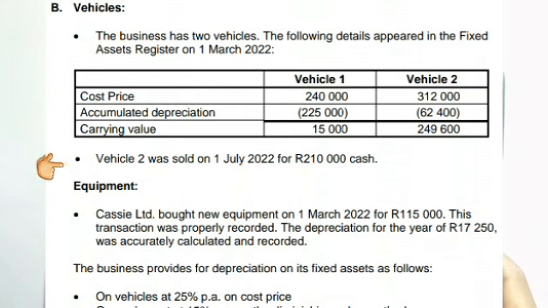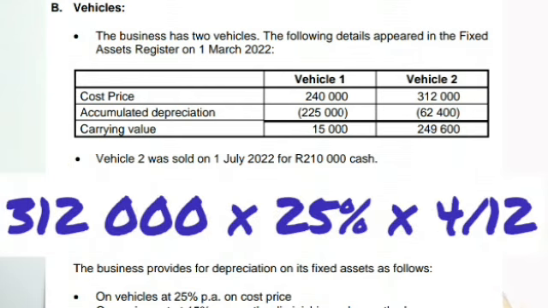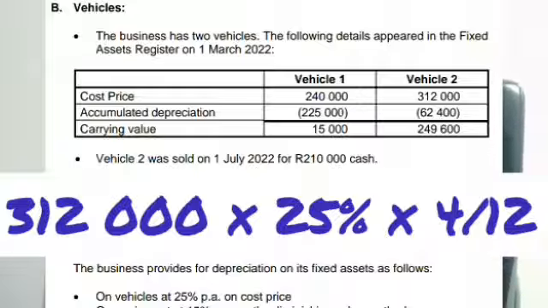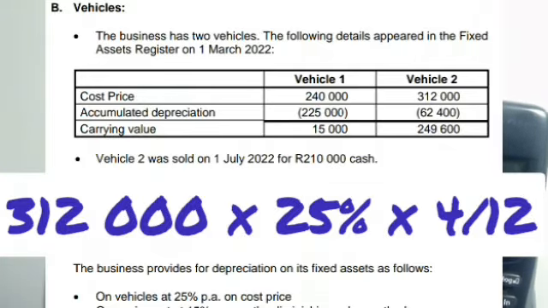So going back to our formula, we are going to say our original cost of 312,000 multiplied by 25% multiplied by now. Our M is a different amount because now it was sold on 1 July. So if it was sold on 1 July, you can count with your fingers. Our financial year started on 1 March 2022. So that means we had it for the full month of March, April, May, June, and it was sold on the 1st of July. So we are not going to count July. So that means we had it for a full 4 months.